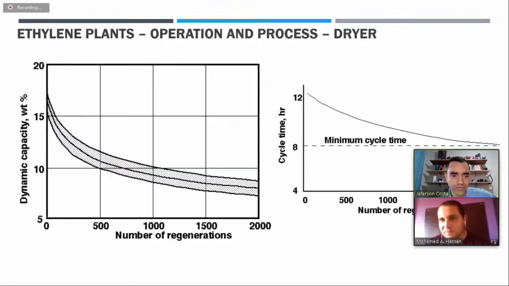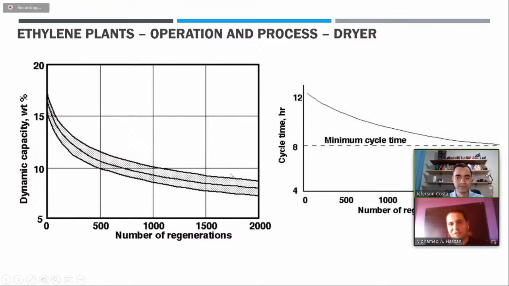This kind of dryer, is it a PSA or a TSA, or no, it's just a vessel? No, it's a solid desiccant, a molecular sieve, 3 angstrom. Okay. And also there is a paper I published on LinkedIn to calculate the hydrate formation temperature, because I think there is no more time now to discuss this.